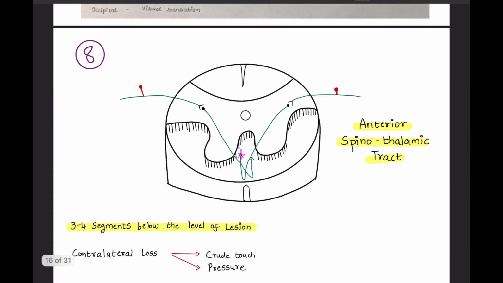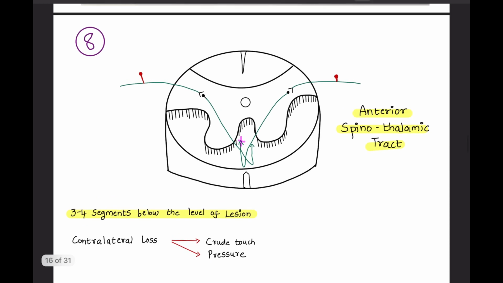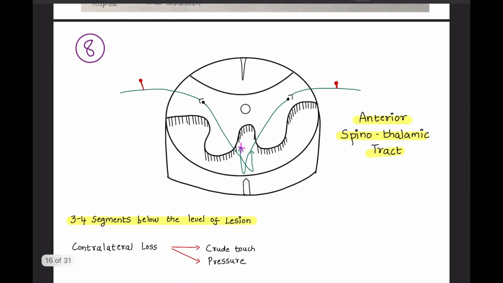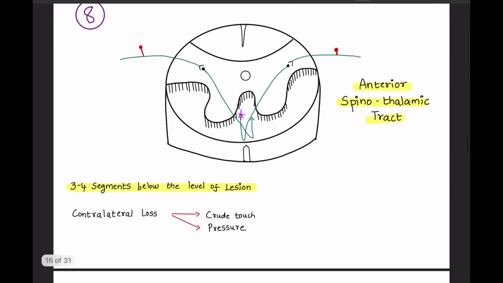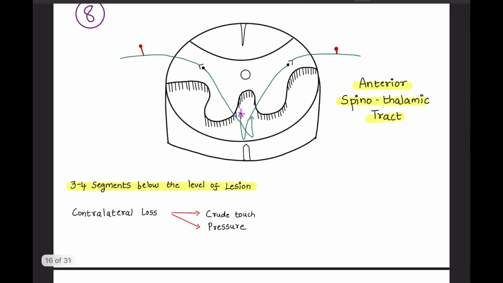Then in the eighth case, there is a lesion in the anterior spinothalamic tract. The sensory nerve fibers enter the spinal cord and cross on the anterior side and move upwards. So here also there is contralateral loss. The function of anterior spinothalamic tract is crude touch and pressure. There will be contralateral loss of crude touch and pressure.